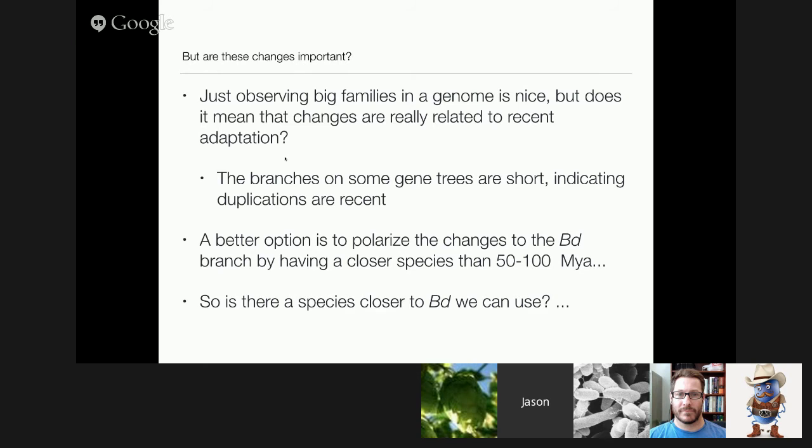But I wanted to remind ourselves that seeing big families is nice, but doesn't necessarily mean that the changes are related to adaptation. And so we wanted to identify a closer species that might be able to help us, because the other samples are quite far away evolutionarily.